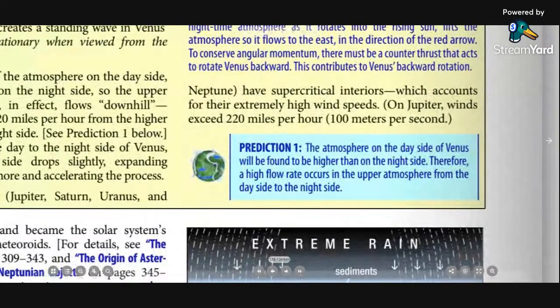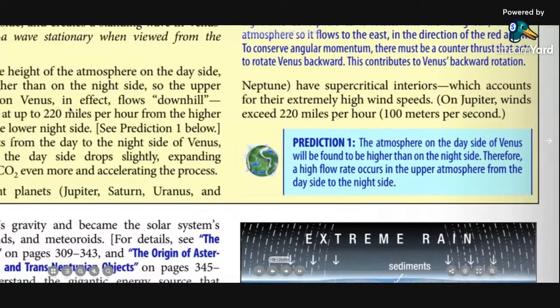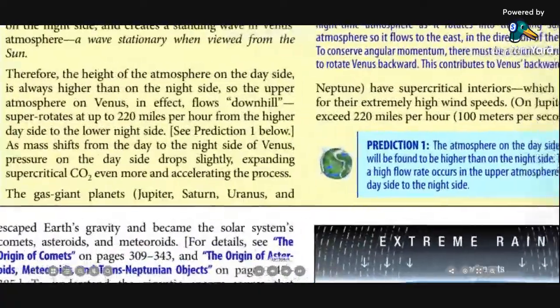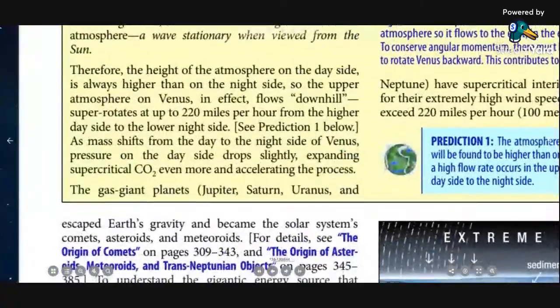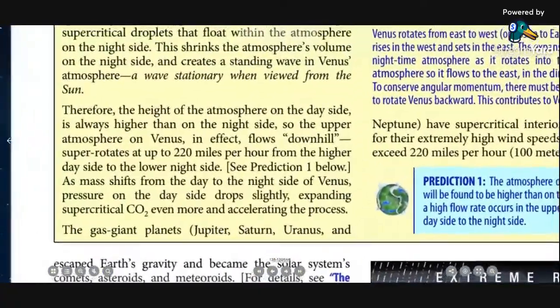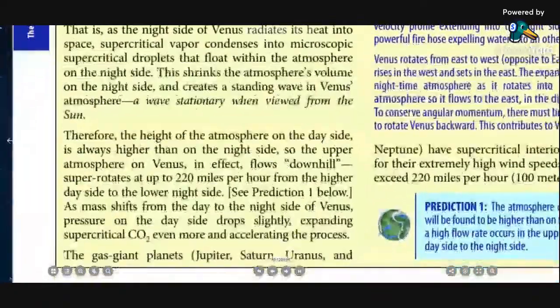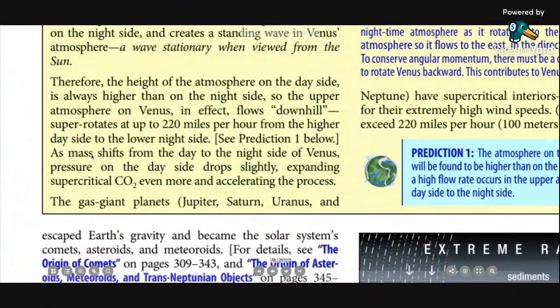Therefore, a high flow rate occurs in the upper atmosphere from the day side to the night side. As the mass shifts from the day to the night side of Venus, pressure on the day side drops slightly, expanding supercritical carbon dioxide even more and accelerating the process.